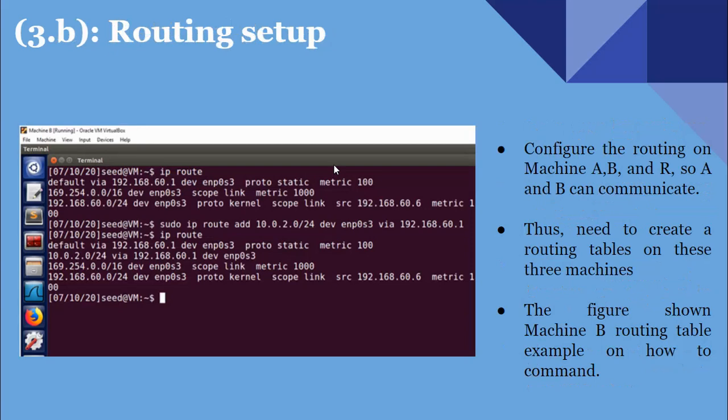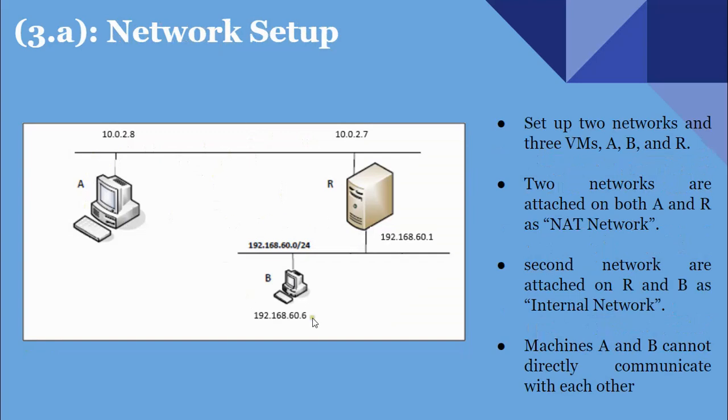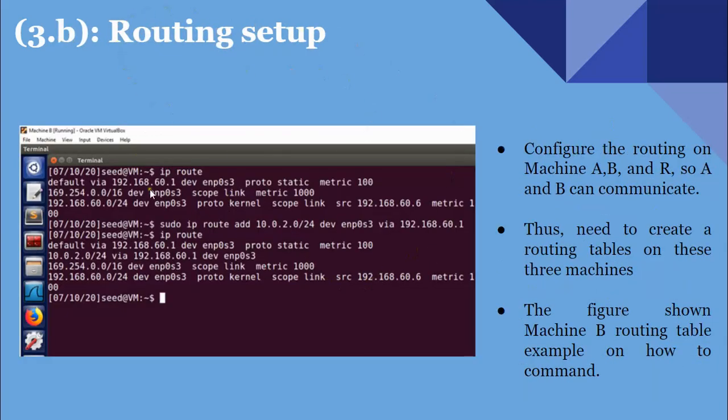In 3.B, okay, sorry. We need to configure the routing on machines A, B, and R so that A and B can communicate. Previously, machine A and machine B could not communicate because they have different networks, right? Using the routing table, we can create routes on these 3 machines so that machine A can communicate with machine B or vice versa.